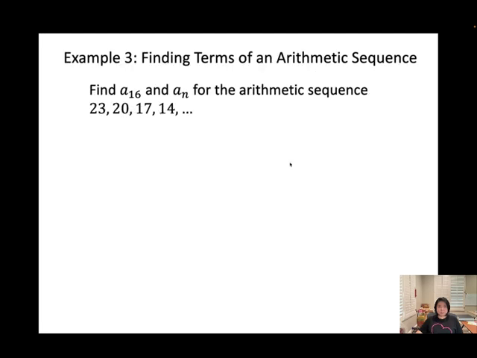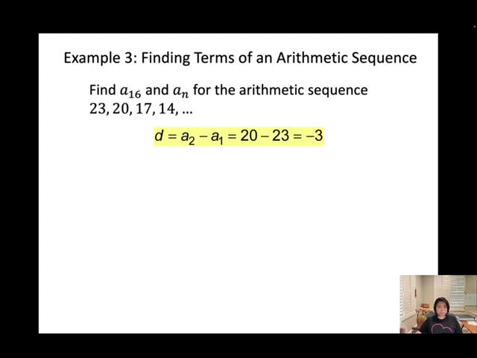Okay, for example 3. Find A16 and AN for the arithmetic sequence. Remember, arithmetic sequence, so we're gonna write down the difference. What is the difference here? You could use 20 minus 23 or 17 minus 20. So that will be equal to -3.